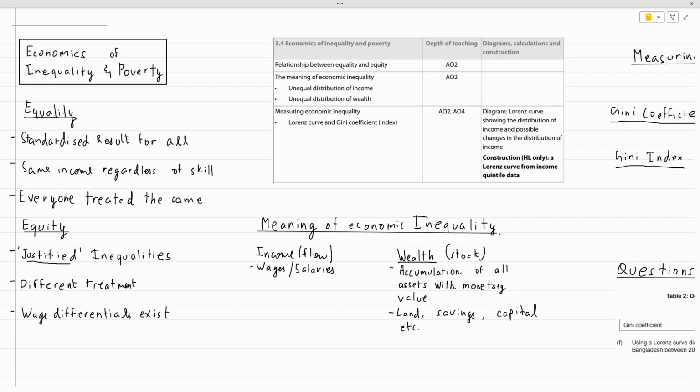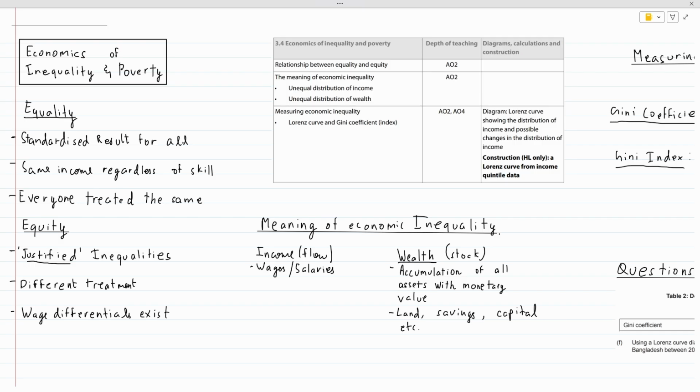So the first topic that you're supposed to be aware of is the distinction between equality and equity. Now, these ideas might seem similar, but in practice, they're actually quite different, and it's pretty important to know the distinction between these two for the course. So equality basically refers to a standardized result for all.